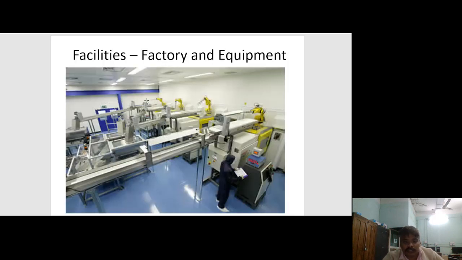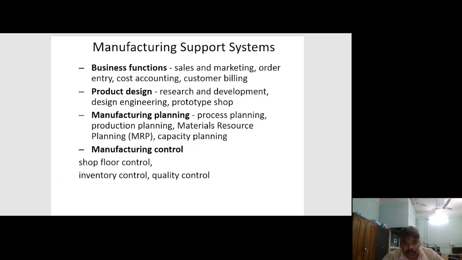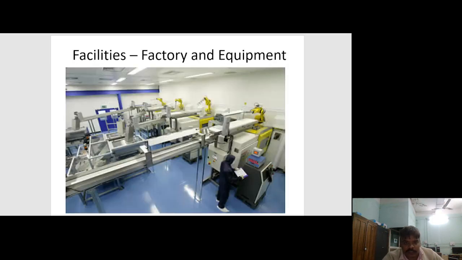Next, this is the factory and equipment. Here you can see different types of robotics used in different types of building and processing. Manufacturing support system. Here facilities: what are the machines, what are the tools, what robots, different types of.